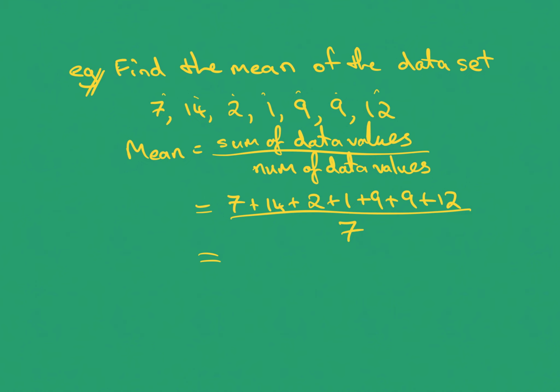And so if we add up the values on the top, 7 and 14 is 21, and 2 is 23, and 1 is 24, plus 9 is 33, plus 9 is 42, plus 12 is 54, divided by 7. So we can either leave our mean exactly as 54 over 7 or finish it off with an approximation of about 7.7. So that's the mean or the average of that particular data set.